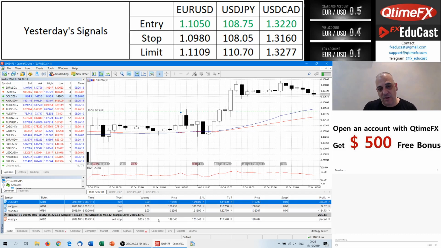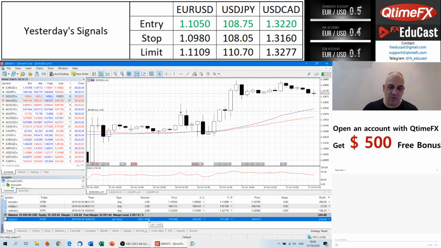Sometimes you can see the euro dollar going up and the euro yen going down. It can happen, of course. So that is why I had a long on the euro dollar and a short on the euro yen. But the market proved that the euro is not going down against either of them, against the dollar or the yen. And that's why our order here was not hit.